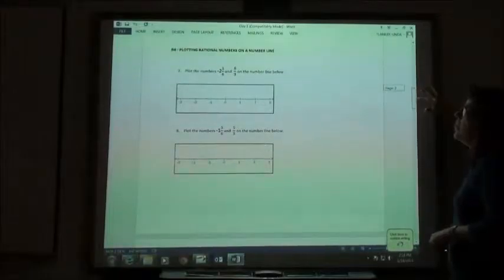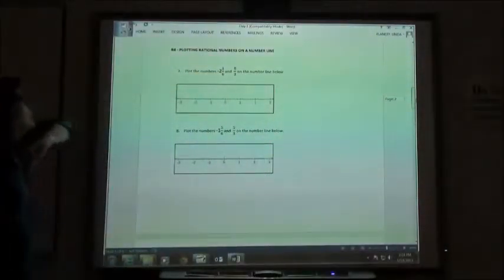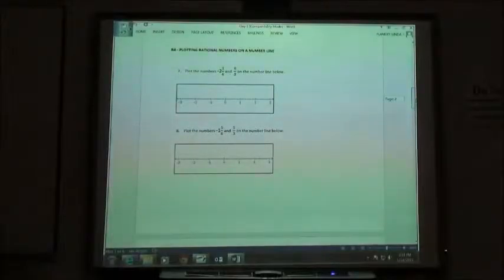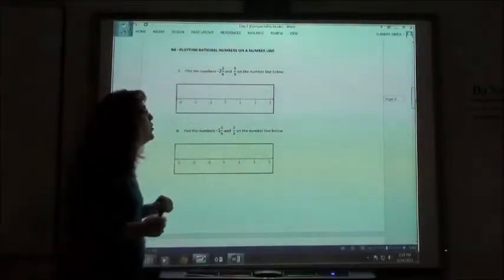The next set is plotting rational numbers on the number line. Rational numbers is a fancy word for fractions. We're going to plot fractions and mixed numbers on the number line. So when I'm plotting fractions and mixed numbers, I need to know what units my denominator should be in.